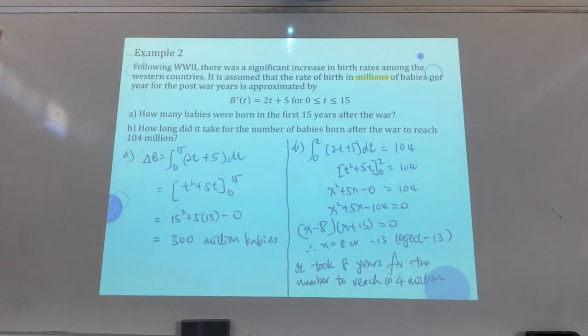Wait, no, the original function, 2x plus 5. Now, example 3 and example 4 will probably be very complicated. All right? I want to go through example 3 and example 4 very carefully. 3 and 4, you need to do it very carefully. Are you all happy with 1 and 2? Yes. Thank you.